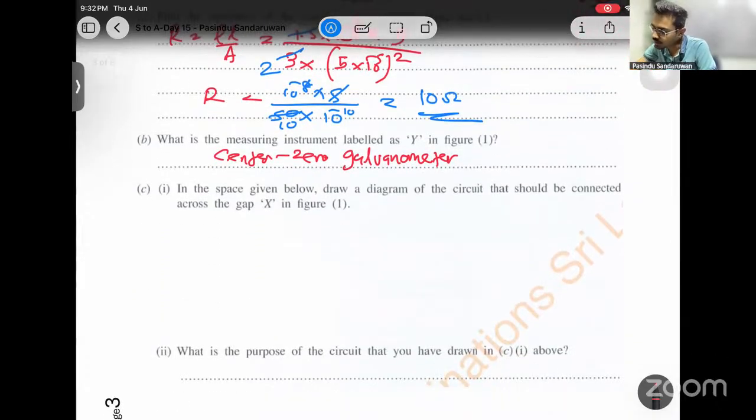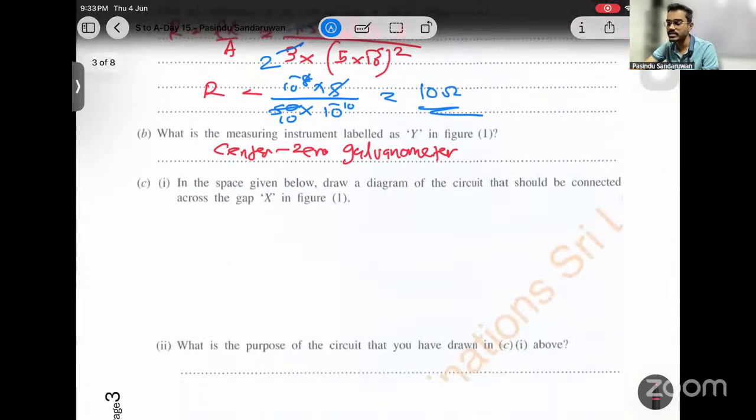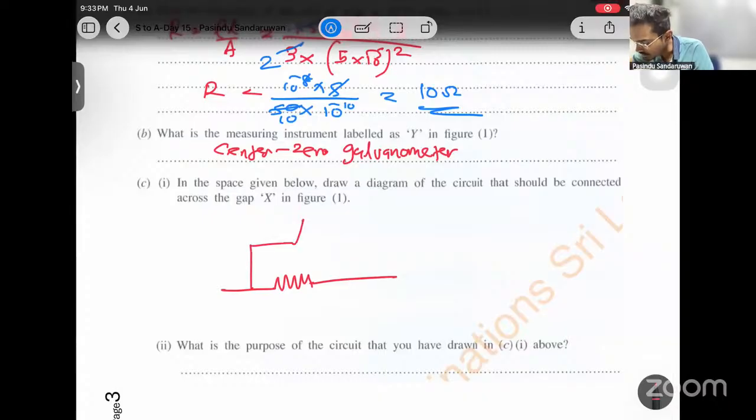C. In the space given below, draw a diagram of the circuit that should be connected across the gap X in figure 1. Across the gap X. Right? Before the galvanometer, in a meter bridge circuit, we have the safeguard resistor with the switch. Then there should be a safeguard resistor here, with a parallel switch, right?